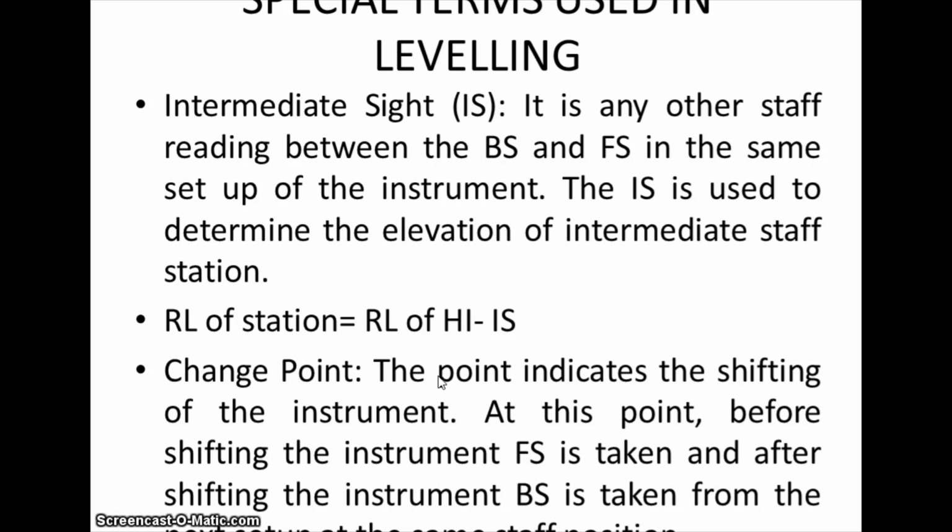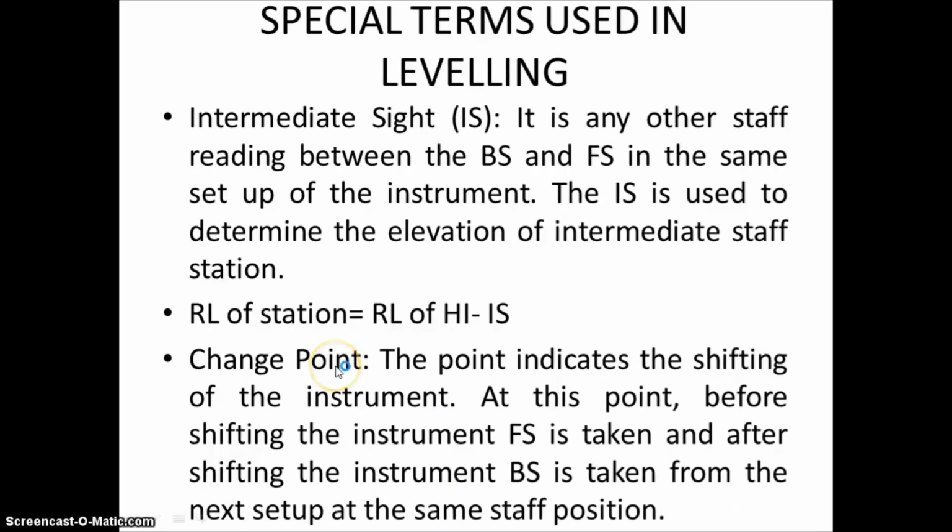Here, intermediate sight means any other staff reading between the backside and foresight in the same set of the instrument. And the IS is used to determine the elevation of the intermediate staff station. In the same way, if you want to calculate the RL of that particular station, it is RL of HI minus IS. Next definition is change point. So what is the change point? The point indicates the shifting of the instrument.